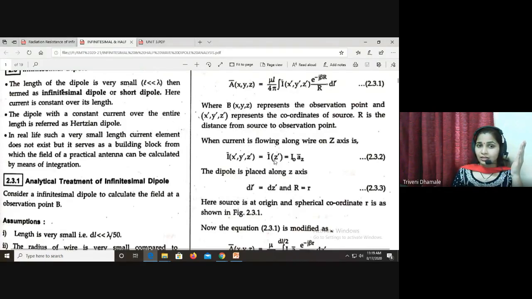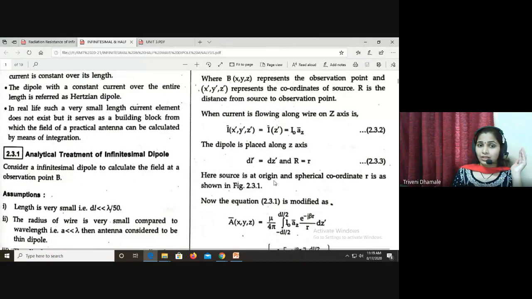The current I is along only the z direction, so I (x, y, z) becomes I of z dash, and that again is a constant current, so it is I0 az cap. Az cap indicates the direction of the current. It is the unit vector. Here the source is at the origin and spherical coordinate r is as shown in the figure.